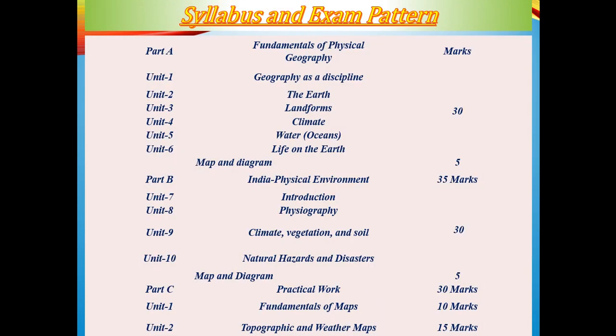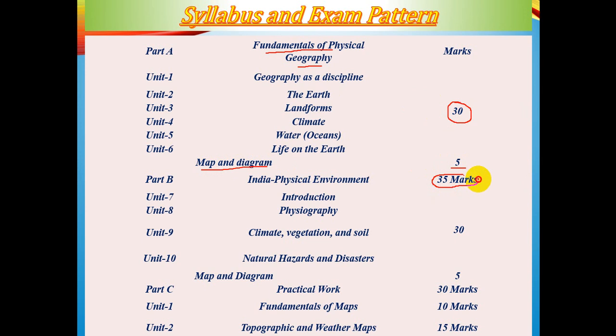Altogether, you have 3 books of geography. Now, Fundamentals of Physical Geography is related to physical geography. There you have 6 units and it carries 30 marks. In this book, the maps and diagrams carry 5 marks. So altogether, the first book, that is Part A, Fundamentals of Physical Geography, consists of 35 marks.